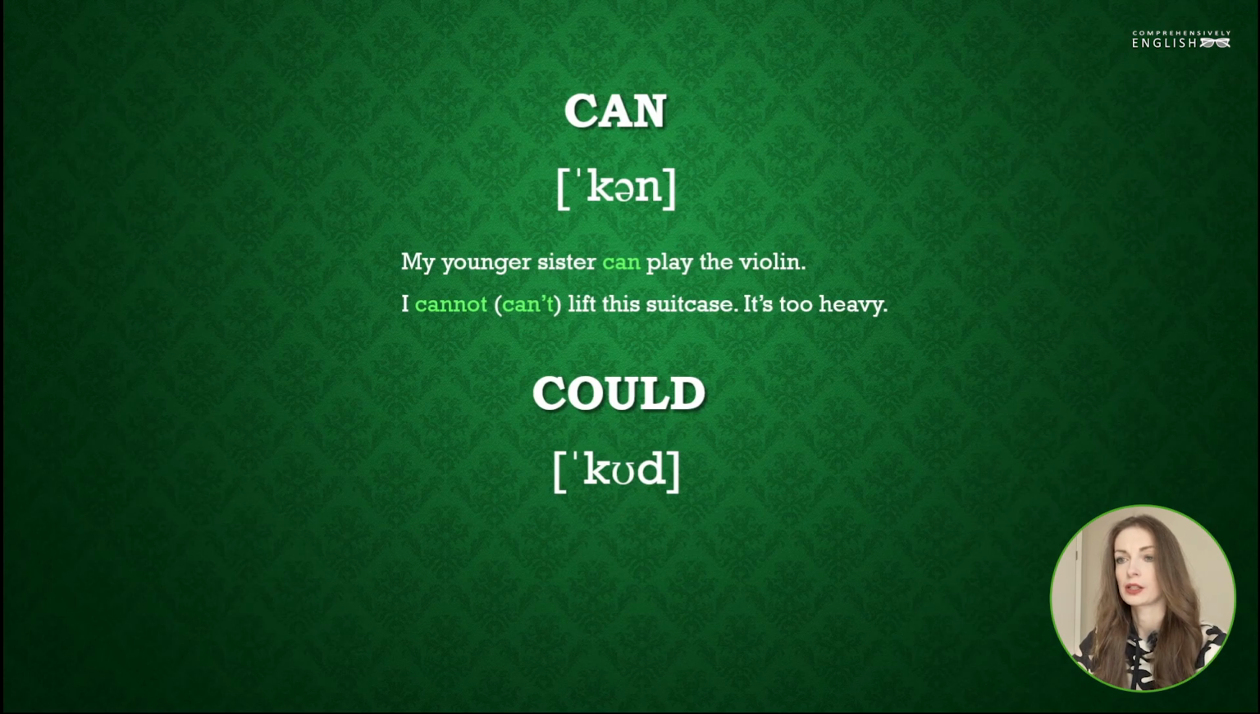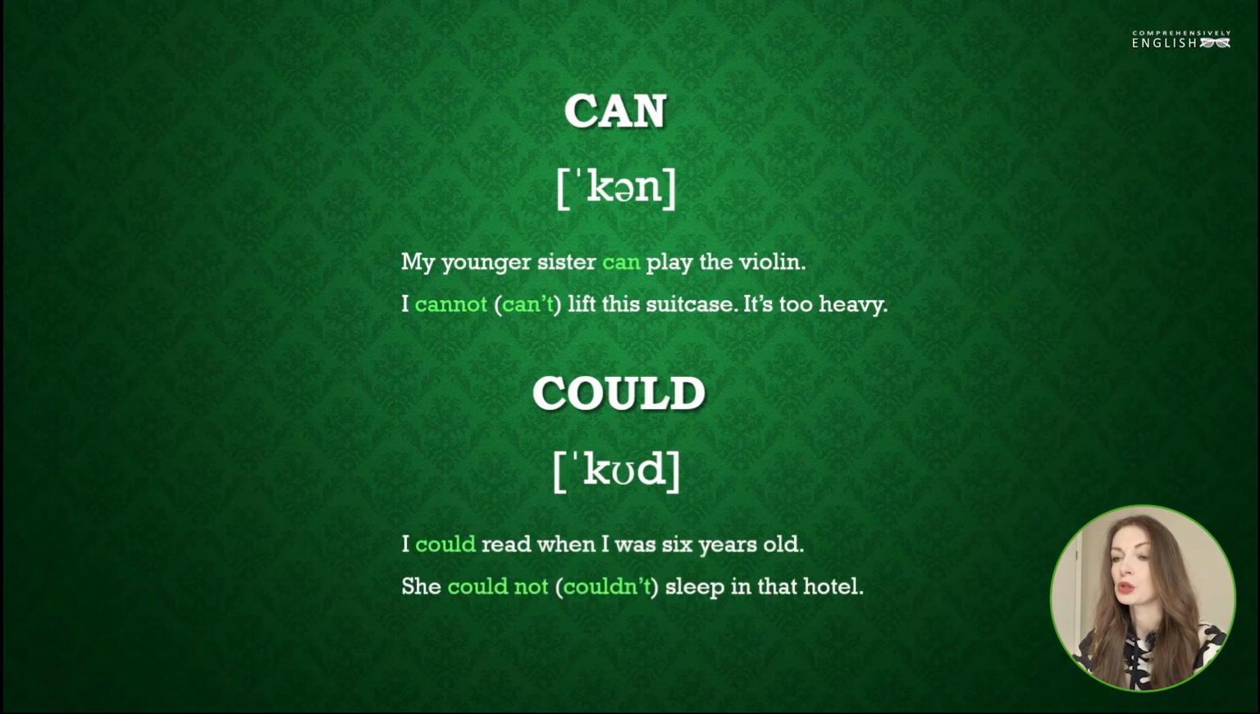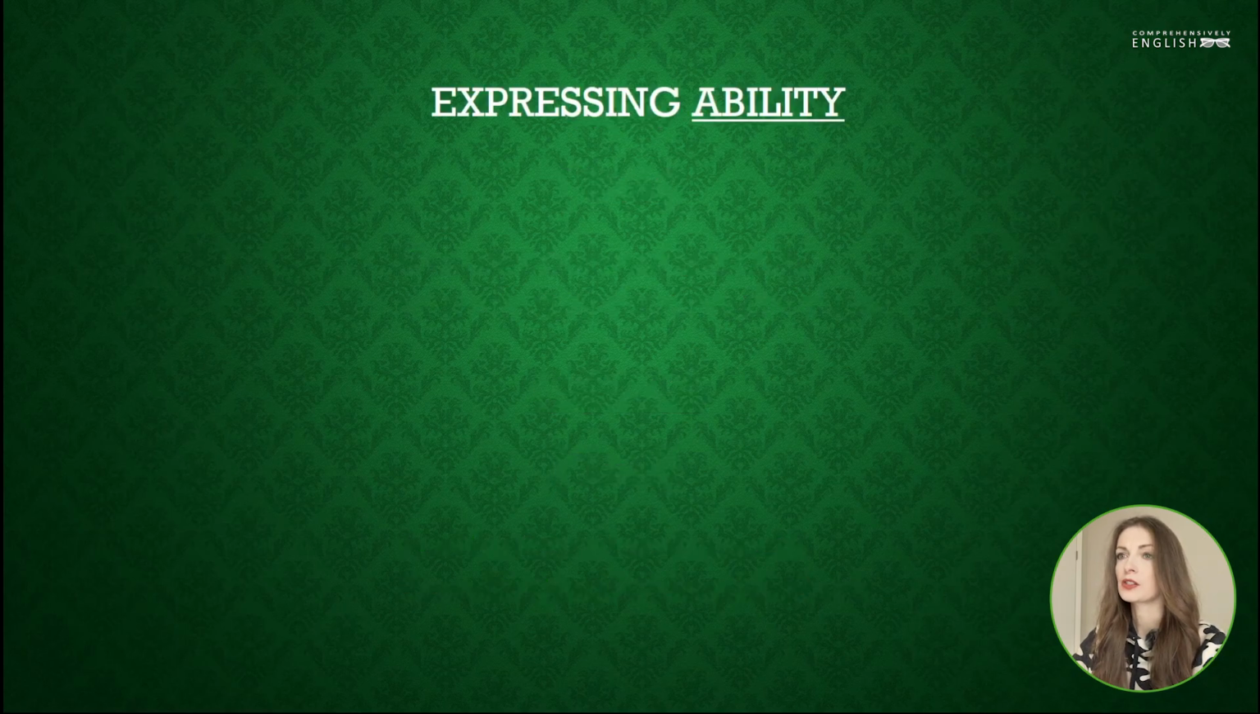And let's look at the examples. I could read when I was 6 years old. She could not or couldn't sleep in that hotel. As you see, can is used in the present, while could is used in the past to say that something was physically possible. Okay, expressing ability.